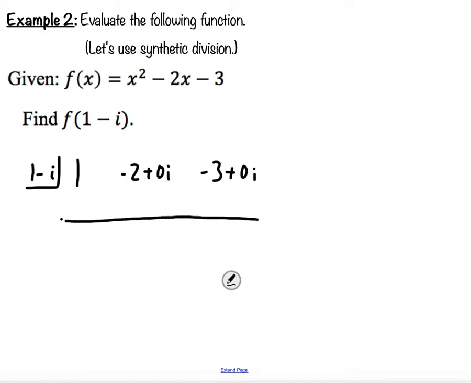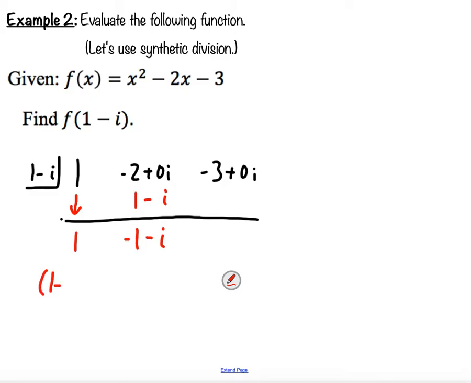So I'm going to draw a line there. I'm going to bring down my first term. I'm going to multiply by what's in the box, so I get a 1 minus i. Add them together: -2 plus 1 is a -1, and 0 plus a -i is a -i. Then I have to take 1 minus i times a -1 minus i.